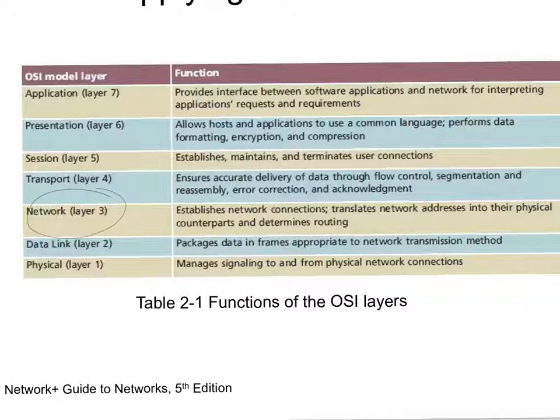Layers 3, 2, and 1, some companies also say. Cisco would be layer 3 for the most part, because they're dealing with all that: network connections, translation, physical counterparts, determining routing. That's what they specialize in. But it does overlap and run into data link and also transport as well.